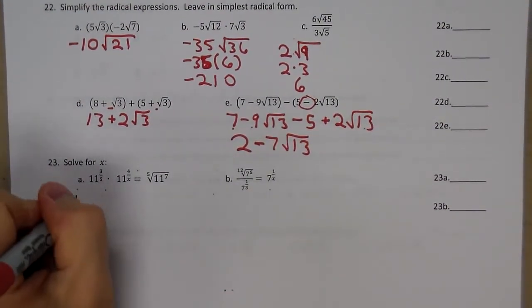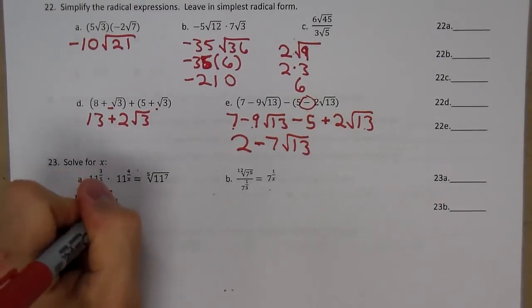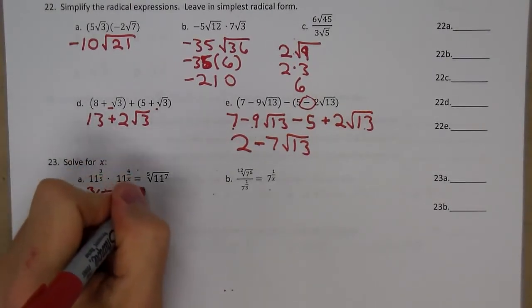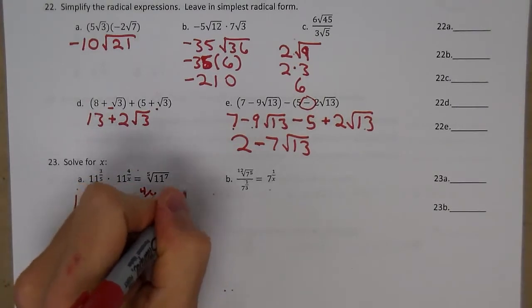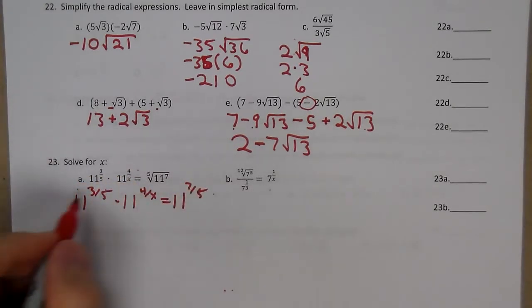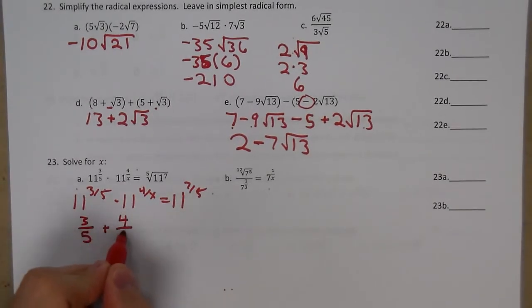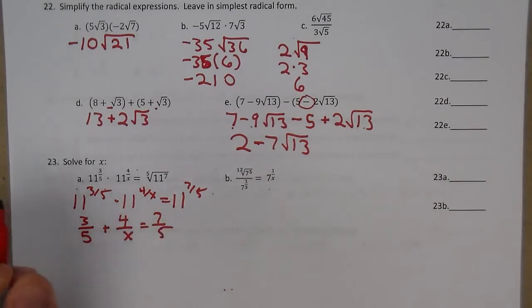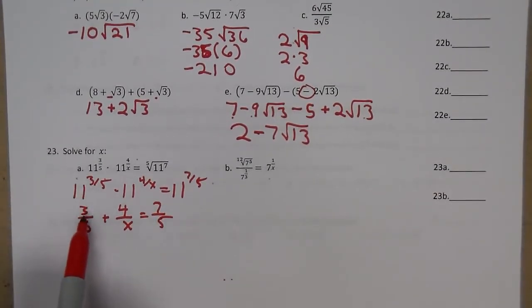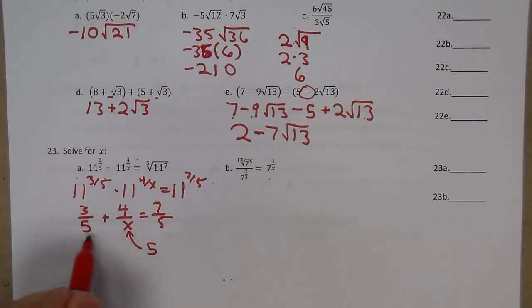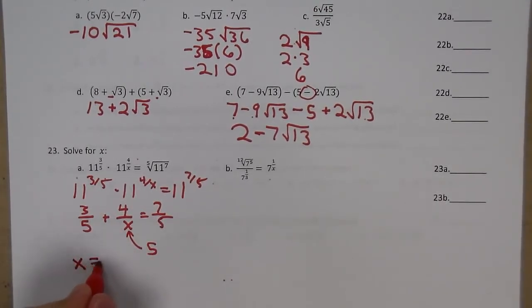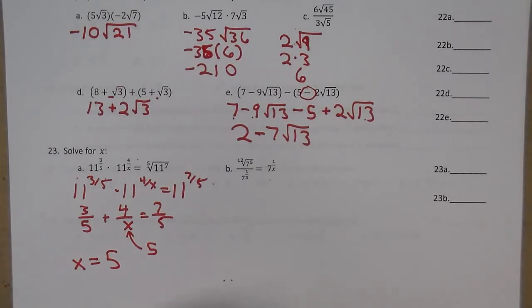23, all of them have the same base. It's 11 to the 3/5 times 11 to the 4 over x equals 11 to the 7/5. So in doing that, I can just make it into the equation 3/5 plus 4 over x equals 7 over 5, because these exponents need to add to equal that one. So we drop the base off of there, and we look, well, 3 and 4 add to 7, but that's only going to work if this is 5 and they have like denominators. Since that's the case, we're going to say x equals 5.